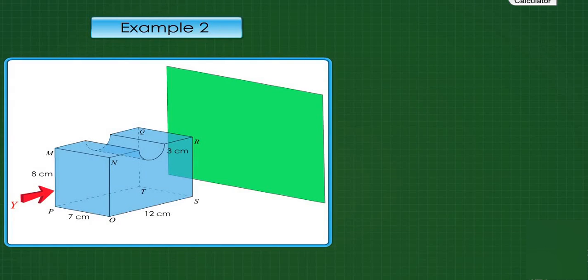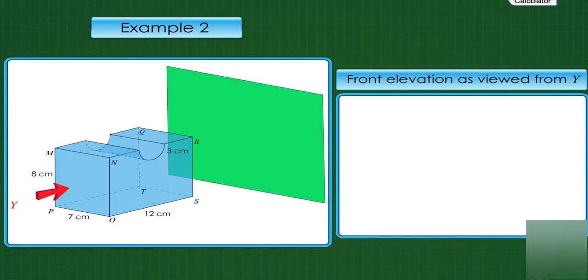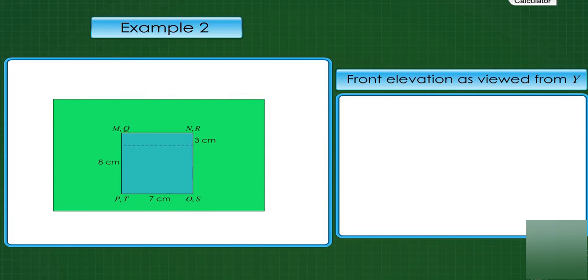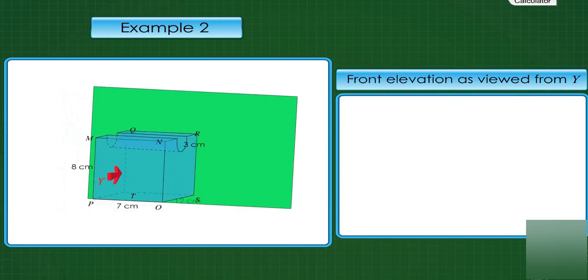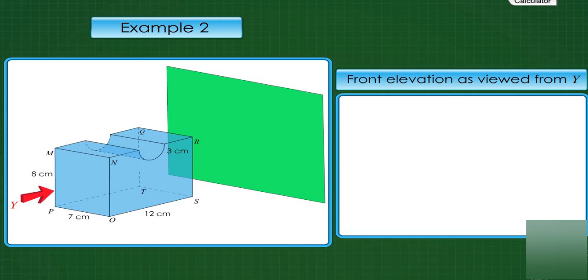Example 2. Look at the object given. Can you draw the front elevation of the object as viewed from Y? As before, draw the orthogonal projection of the object on the vertical plane as viewed from Y. It is a rectangle.